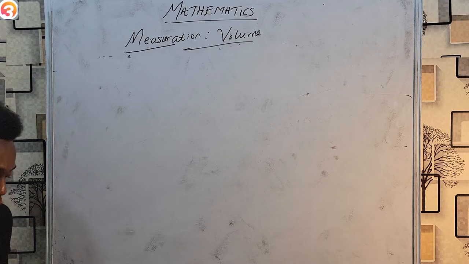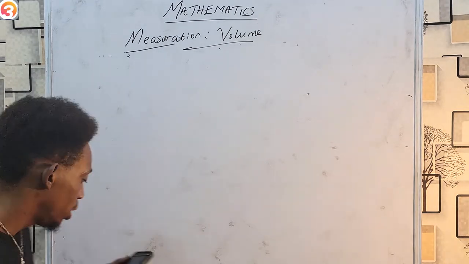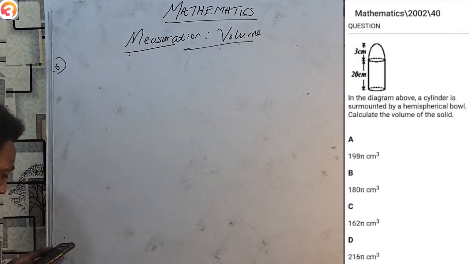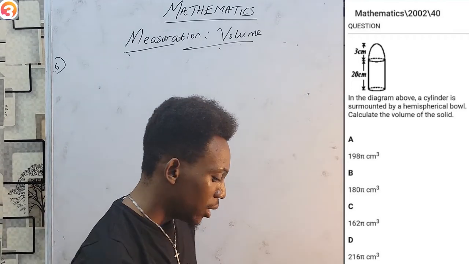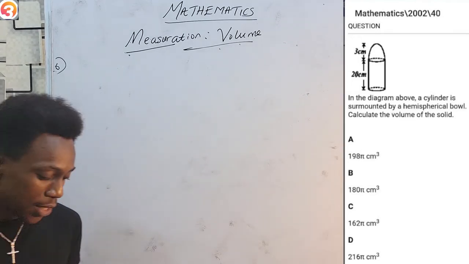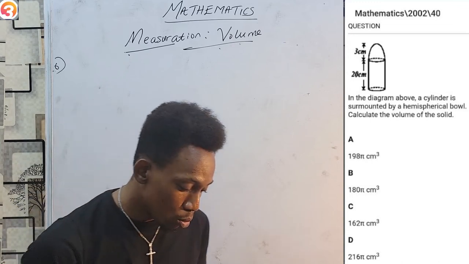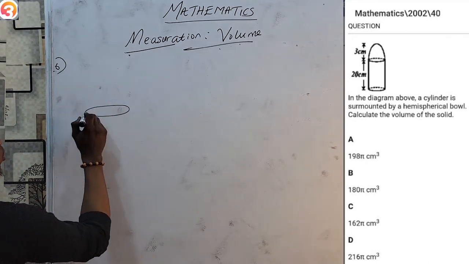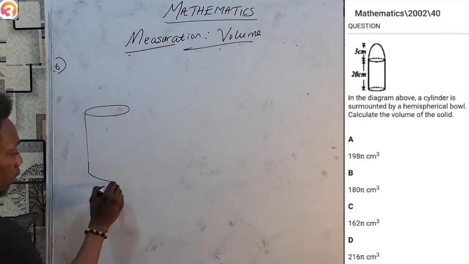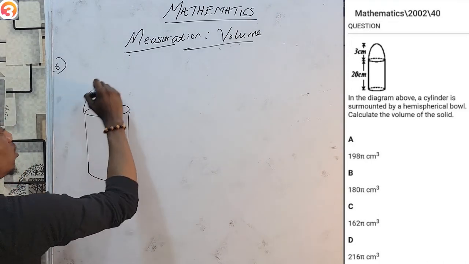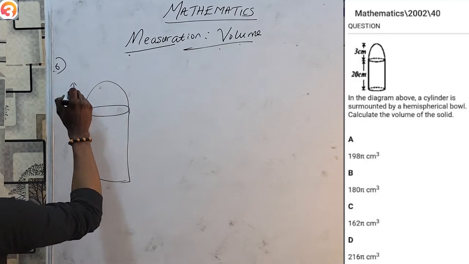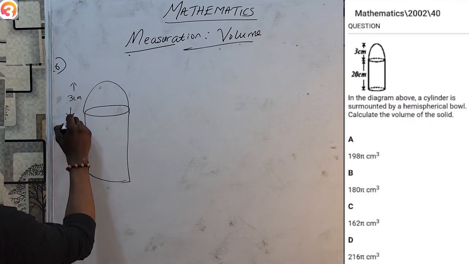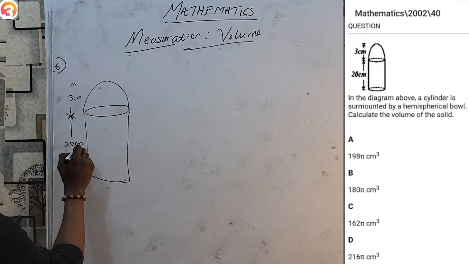So for this question, we are going all the way to the year 2002 and looking at question 40. And this question comes with a diagram. We are told that in the diagram, a cylinder is surmounted by a hemispherical bowl. We have to find the volume of the solid. Now, it looks something like this. I'm drawing it simply so I can explain it better. And we're told that from end to end is 3 cm, and that from end to end down is 20 cm.